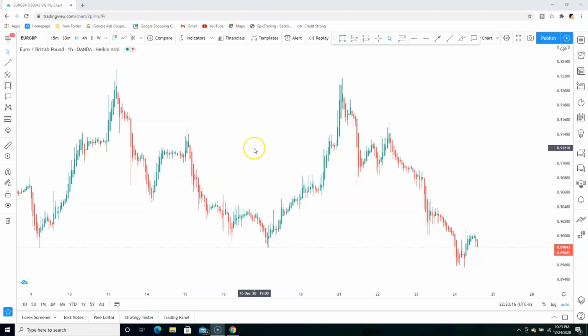So now let's get started. Like I said earlier, we're looking at Euro GBP on the 1 hour time frame, and right now all I have is my naked chart. The first indicators that we're going to add for this strategy, I'm going to explain every single one of them step by step so you will actually understand it.